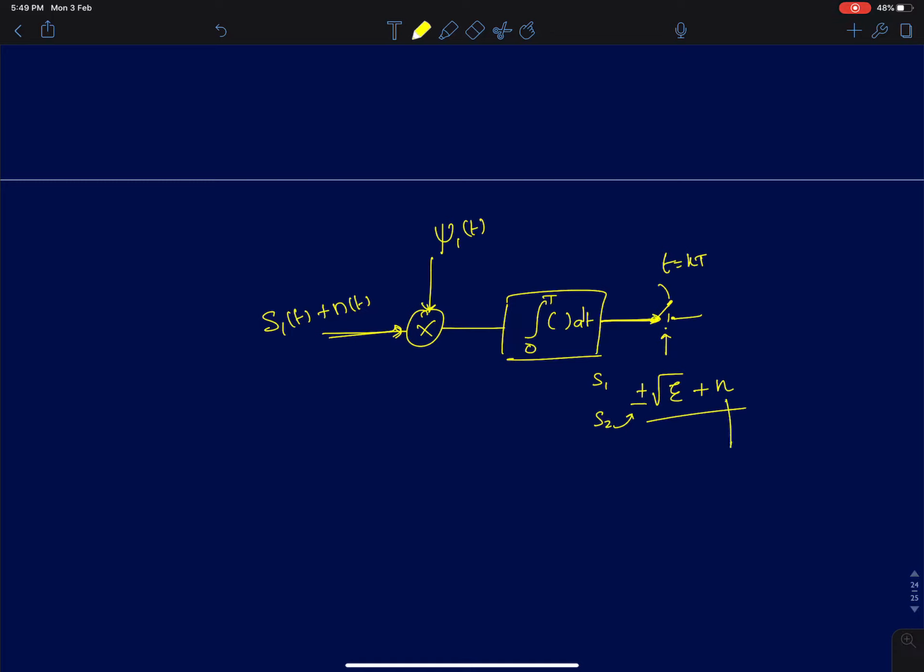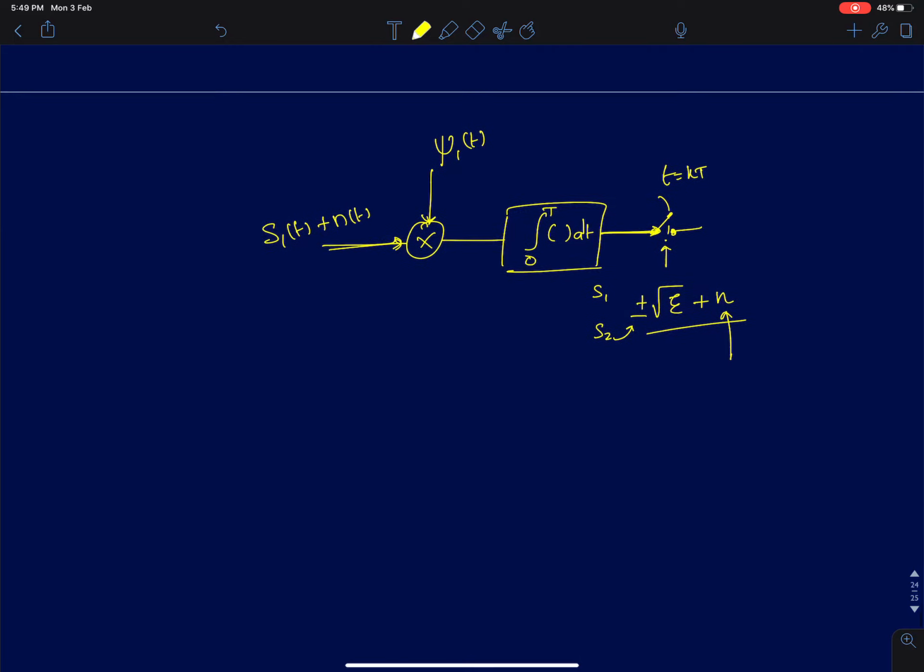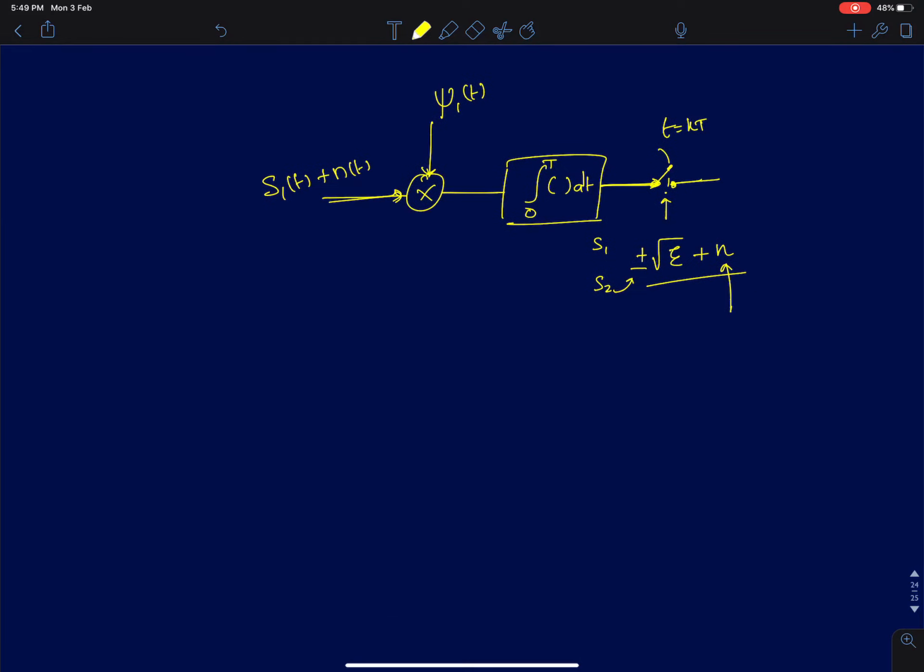If there was no noise, then detection is pretty simple. I mean, there was nothing to detect. If you receive anything positive, you are going to say S1 is transmitted. But the problem is always in the presence of noise. What is noise going to do there?